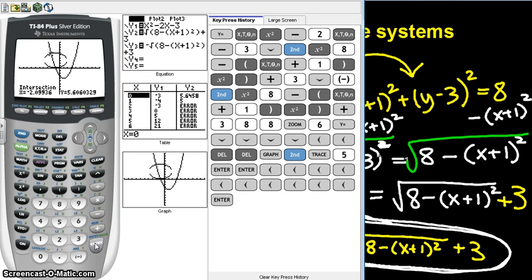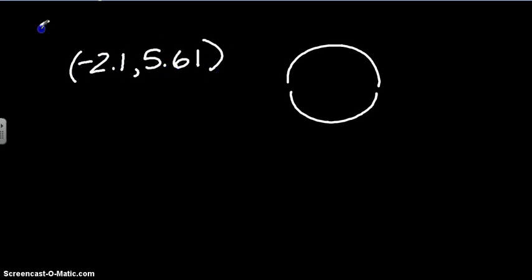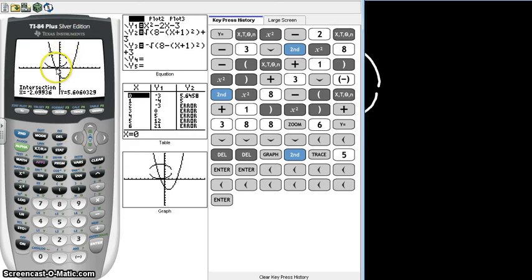That point of intersection is approximately negative 2.099, so negative 2.1, and 5.61. So negative 2.1, 5.61. Let's come back over here and say, here are my solutions. This is rounded to the hundredths place. Notice that even though you're going to see a tenths place here, that's still to the hundredths place because it's a 0.10.